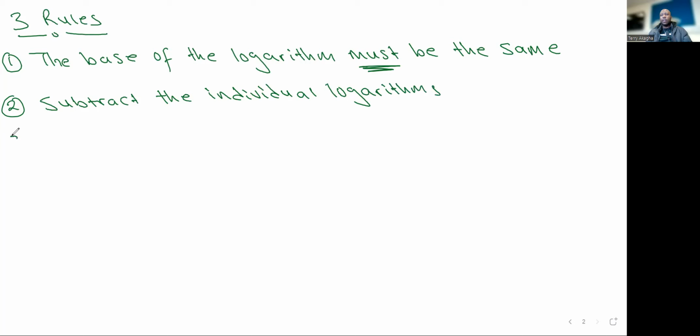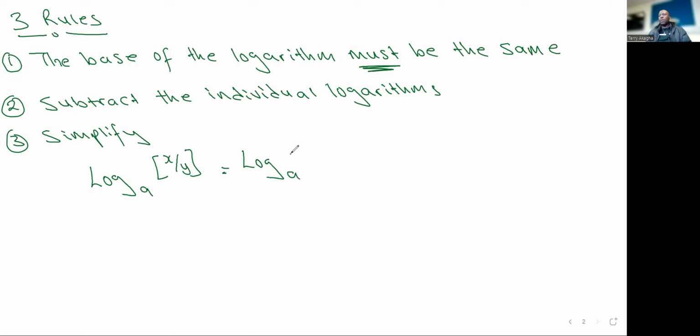And number 3, what you do, you then simplify. So, like I said, if you have log to base A and you're dividing x by y, you're going to have the subtraction of each of them with the same base, log x to base A minus log y to base A. Or if you're going the other way around, log x to base A minus log y to base A is equal to log x divided by y.